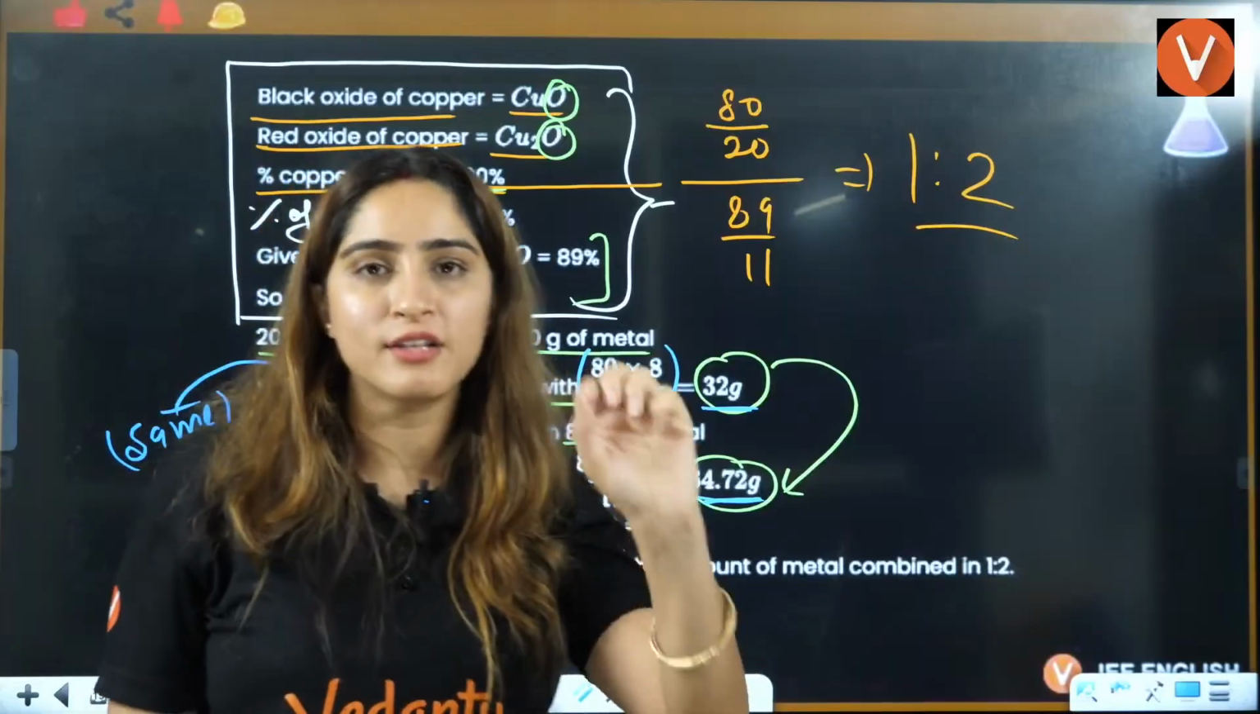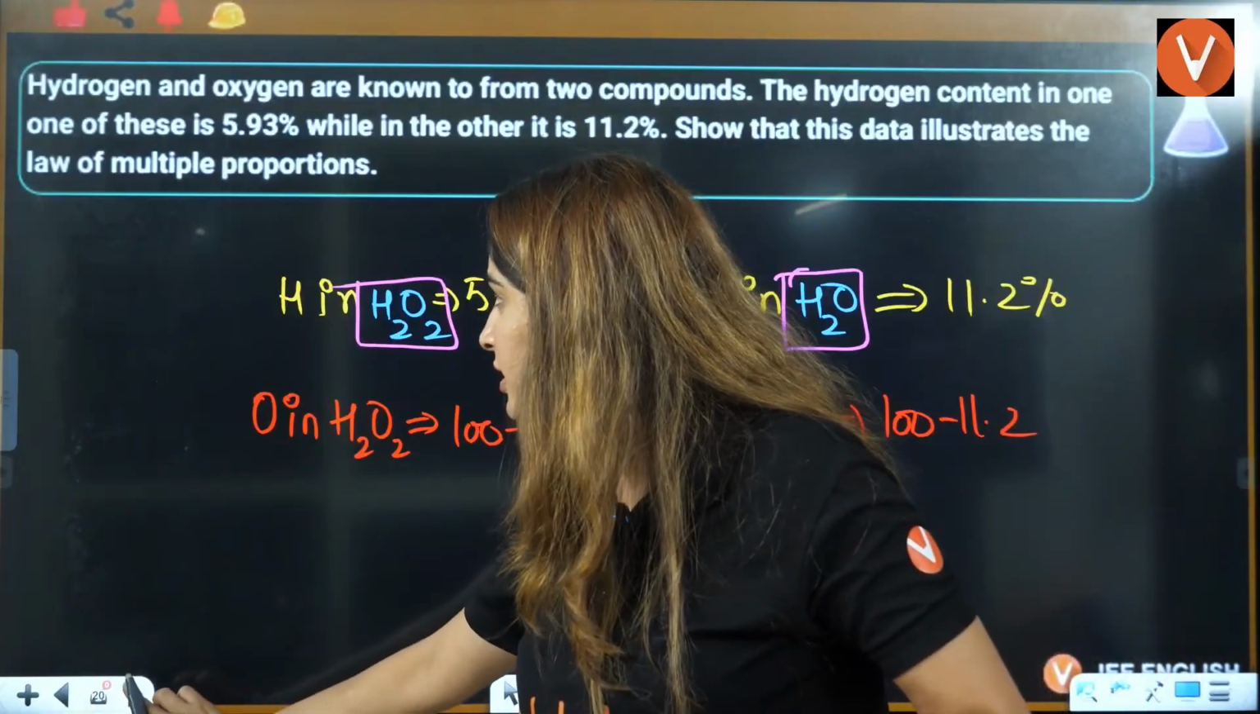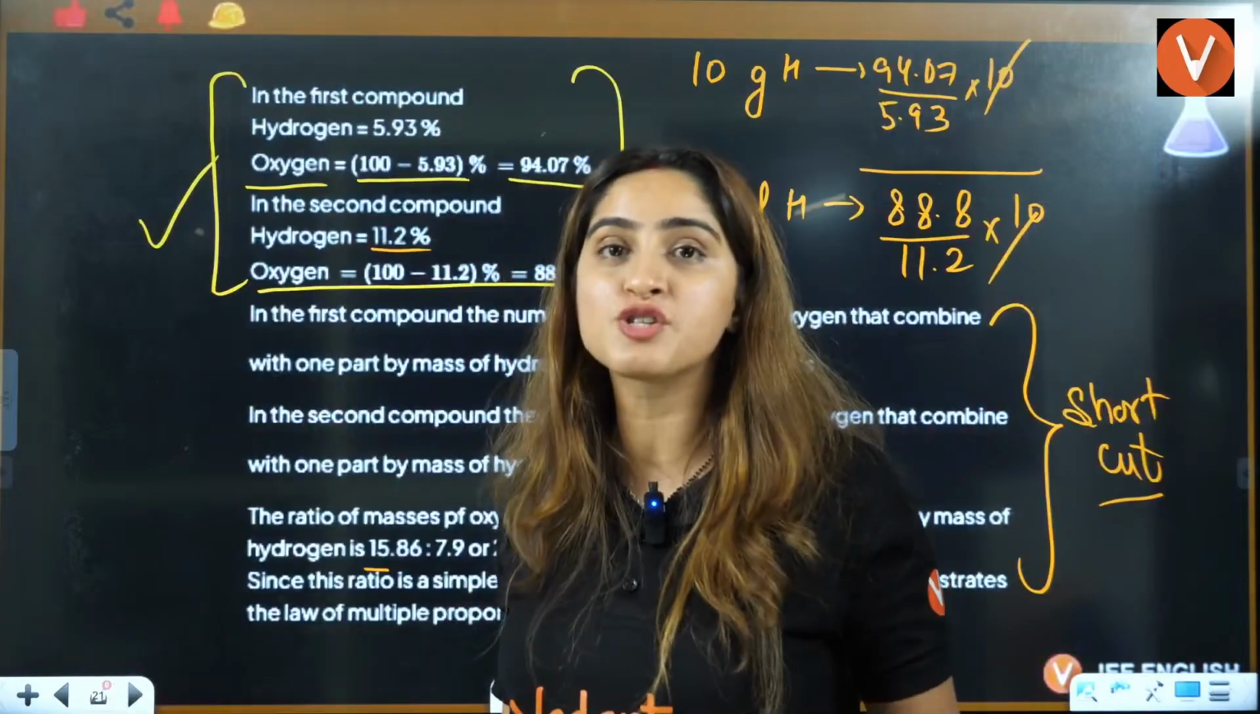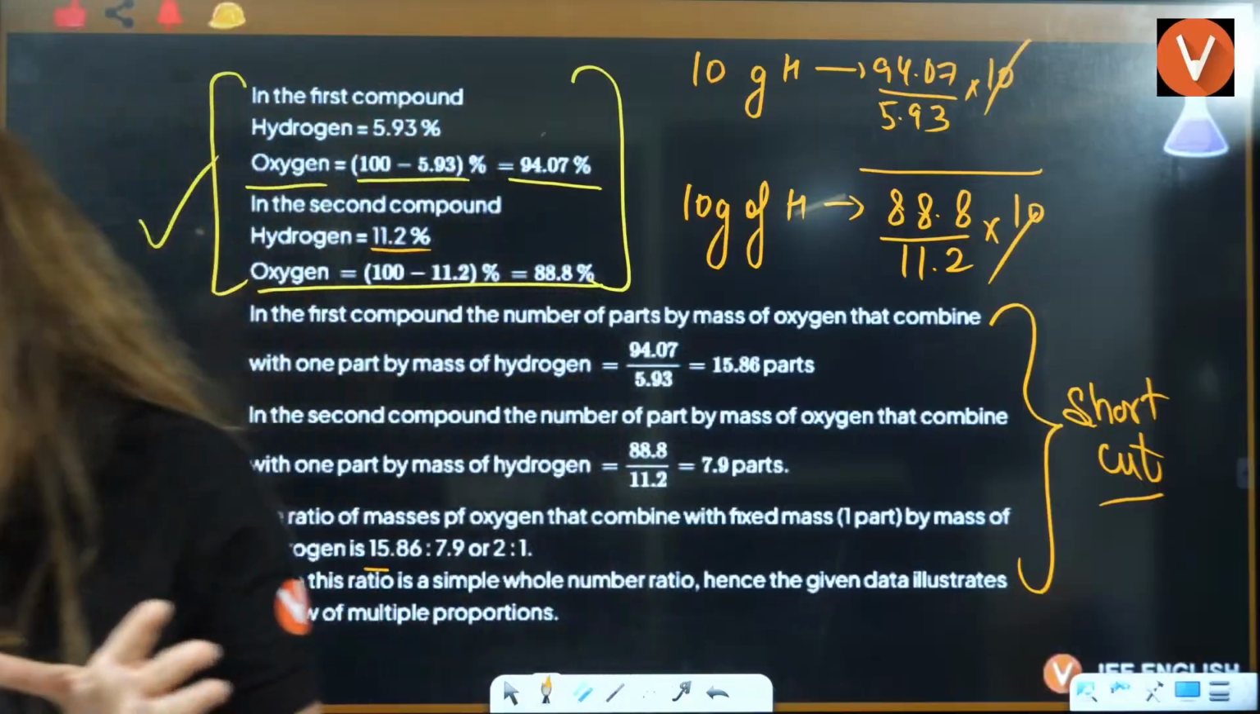But to understand the shortcut, you should understand how to generate it. If by chance you forget the shortcut, you should know what the long method is, right?